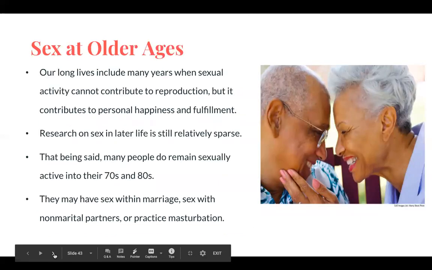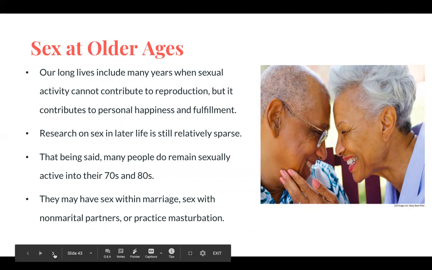And like I said, that final kind of sexual behavior that your book discusses is sex at older ages. And so it's not something that we necessarily want to think about, and it's not something that we've even done a lot of research about. But we do know that people remain sexually active into their 70s or 80s. And once again, this emphasizes that sexual activity that no longer contributes to reproduction can still occur because it contributes to personal happiness and fulfillment.